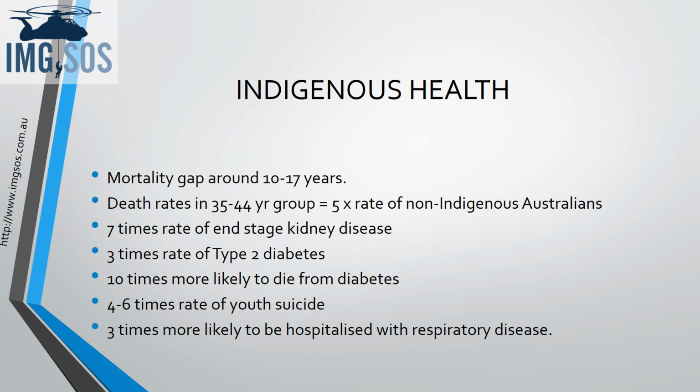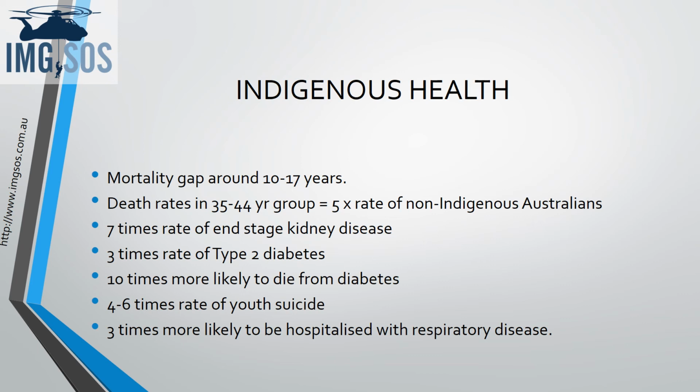Statistically, we're looking at a mortality gap of around 10 to 17 years. There's some question about the accuracy of that data, and it may be an underestimate. Some evidence puts it closer to 20 years. So meaning that the life expectancy for an Aboriginal Australian is up to 20 years less than a white Australian in the same circumstances. That's quite appalling.